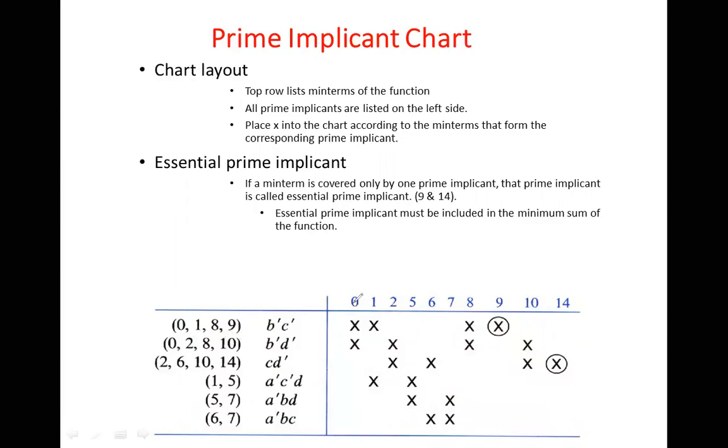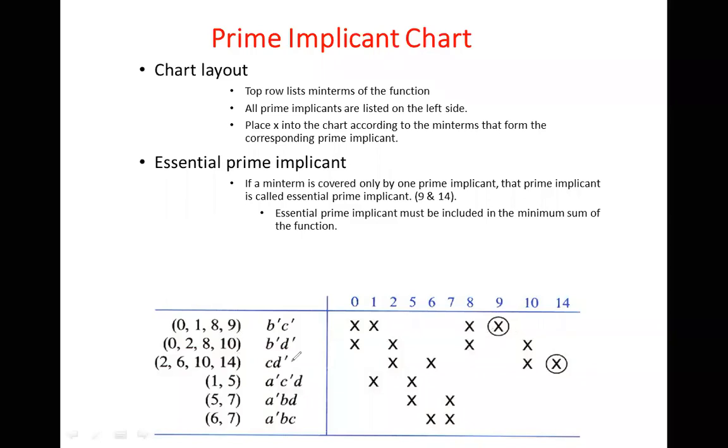Now, what are the min terms according to the question? The min terms according to the question were 0, 1, 2, 5, 6, 7, 8, 9, 10 and 14. Now, B bar C bar is covering which min terms? It is covering 0, 1, 8 and 9. Next, what is B bar D bar covering? 0, 2, 8 and 10.